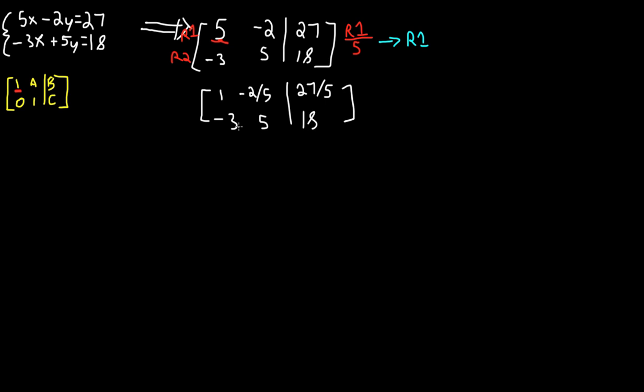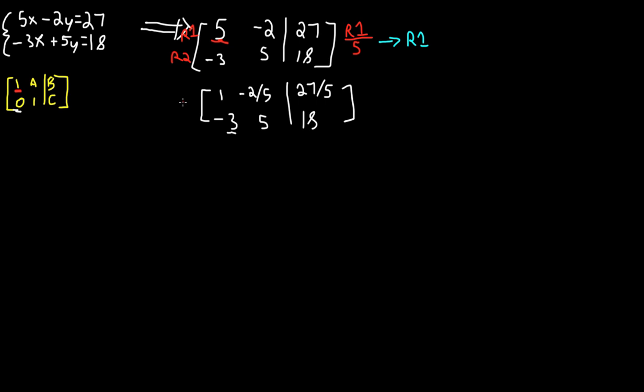Our second goal. What is our second goal? You see this negative 3? We want to make that into a 0. And don't jump steps. Don't say, oh, look, there's a 5, I can easily make that into a 1 by dividing all of this by 5. I'd suggest you don't do that. Just do it in order. It's my recommendation. So this negative 3, we want to make this into a 0.